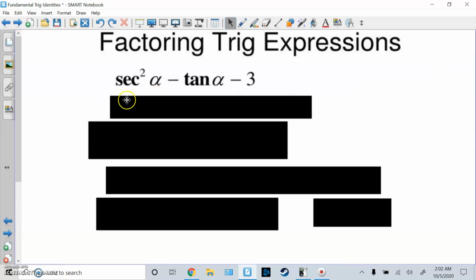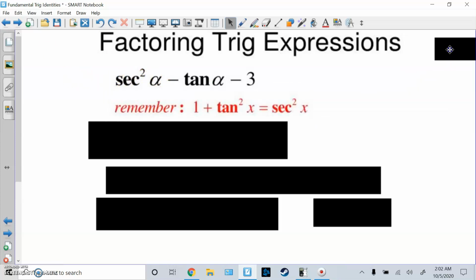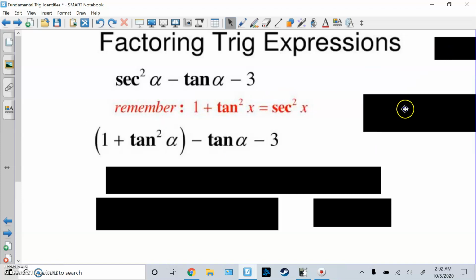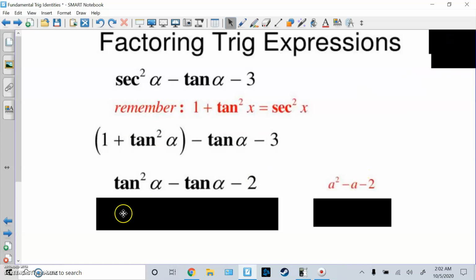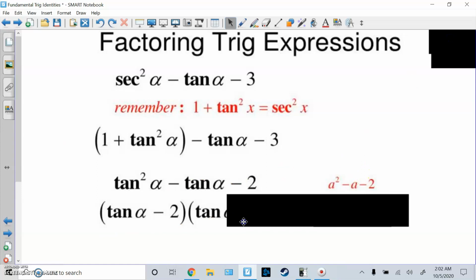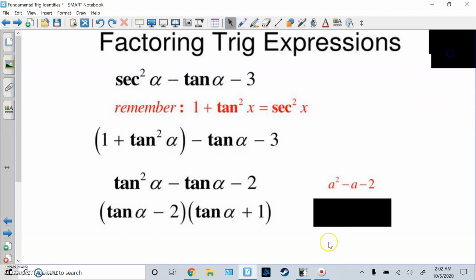Then we have another one. You can't factor the different trig functions, so we have to use identities. So we just say secant squared is the same thing as 1 plus tan squared, so I'm going to replace that. I'm going to combine like terms, which looks like this, and then I'm going to factor. What times what's tan squared? Well, tan a times tan a, and we get the same thing.